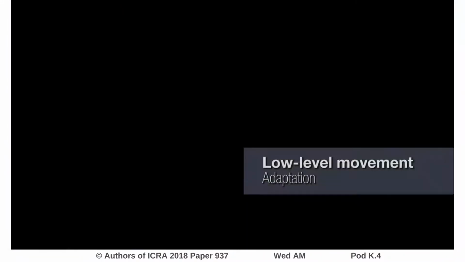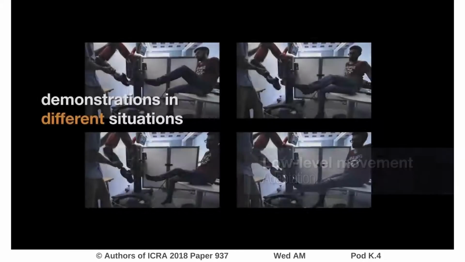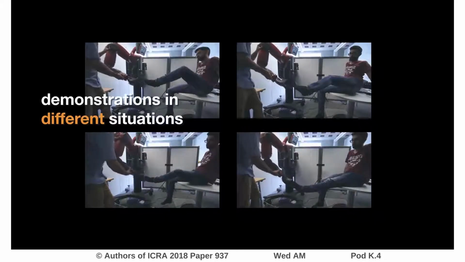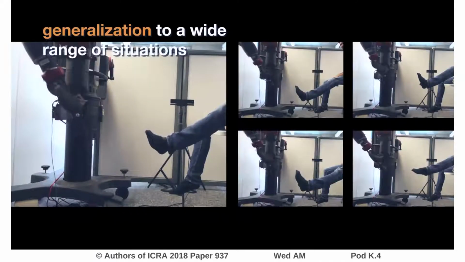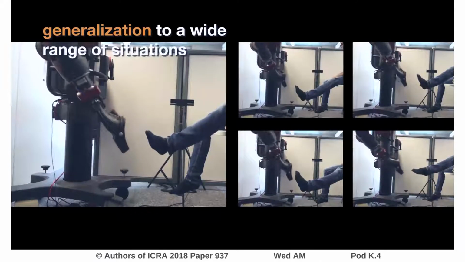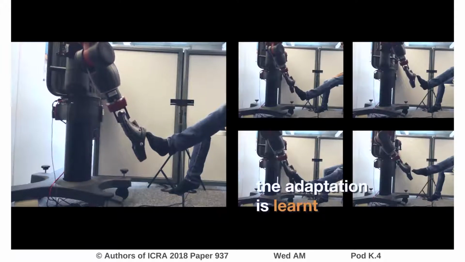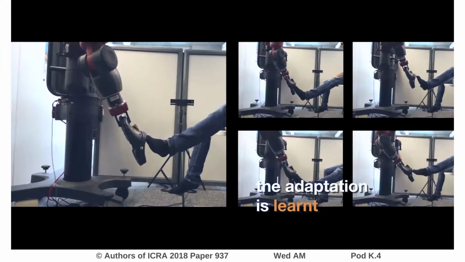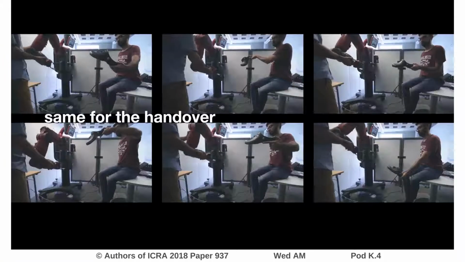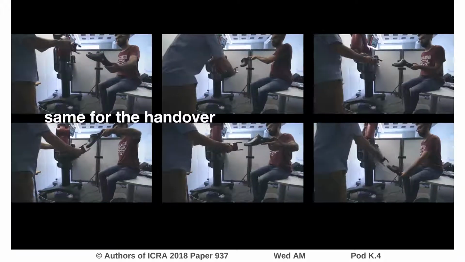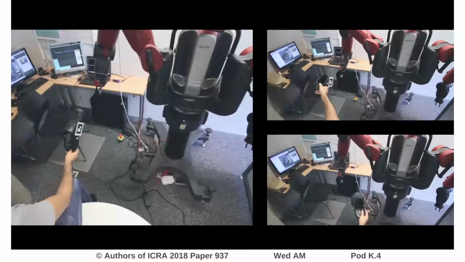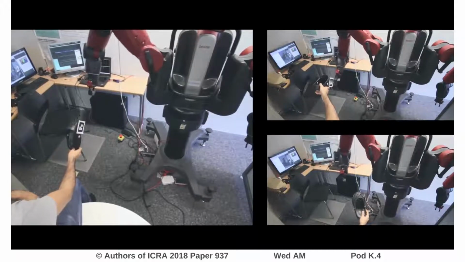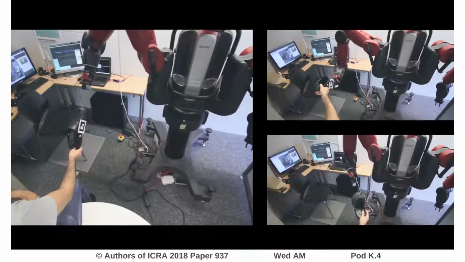By using adaptive low-level actions, complexity on the high-level planner side is reduced. Each action is demonstrated in several situations, such that the robot can learn the dependence between the movement and the situation. The robot is then able to generalize to a wide range of situations. In this work, adaptation with respect to both the shoe and the user's foot is considered.